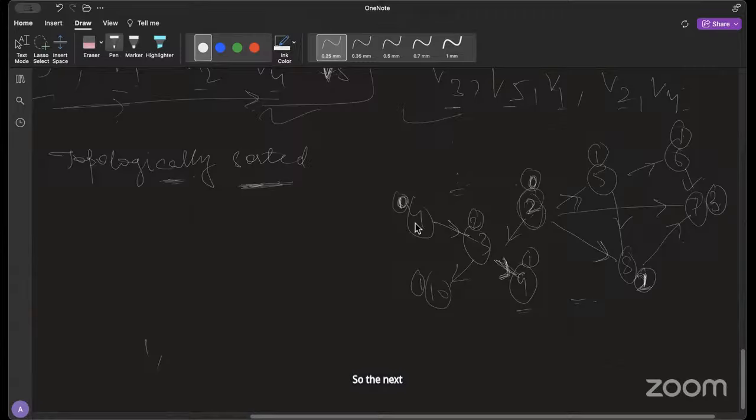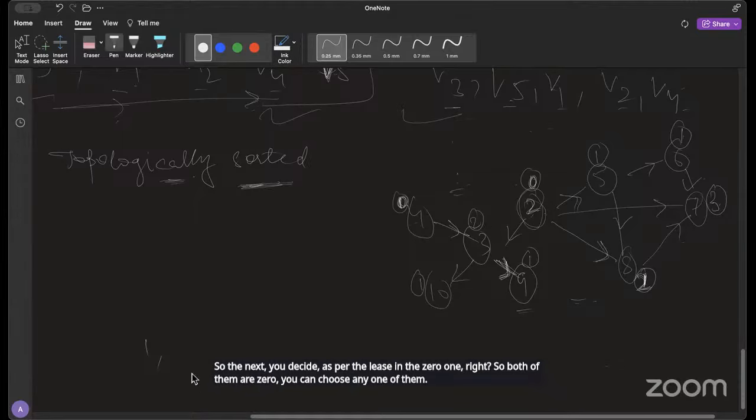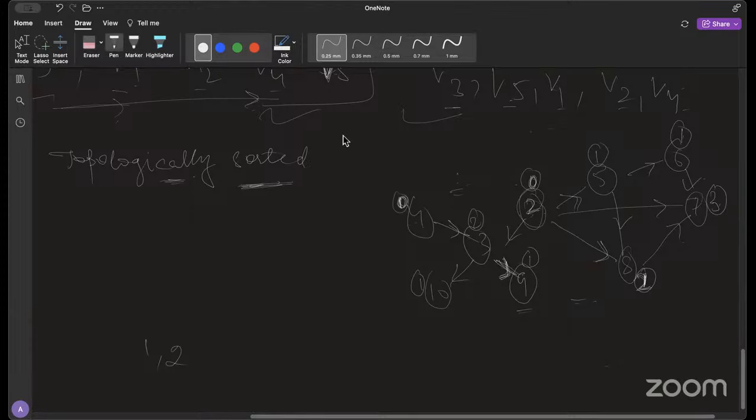So the next you'll decide as per the least, the 0 one, right? So both of them are 0. You can choose any one of them. So you can take 2 and then you can remove 2 and all the arrows that are pointed from 2. This arrow you can remove. This also you can remove. And this also you can remove. And change the in degrees too.